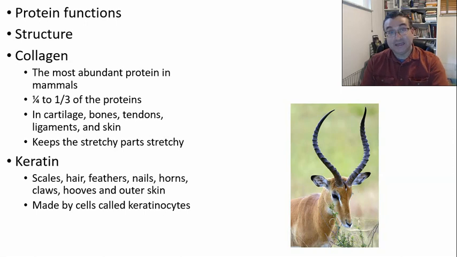Or keratin is a protein made by keratinocytes. The word cyte is a clue that we're talking about a cell. And it's convenient, the name of the cell reflects the job it does. It makes keratin, so it's a keratinocyte. And that's found in scales, hair, feathers, nails, horns, claws, hooves, those parts of living things, including the outer skin of mammals. So those are two proteins involved in structure.